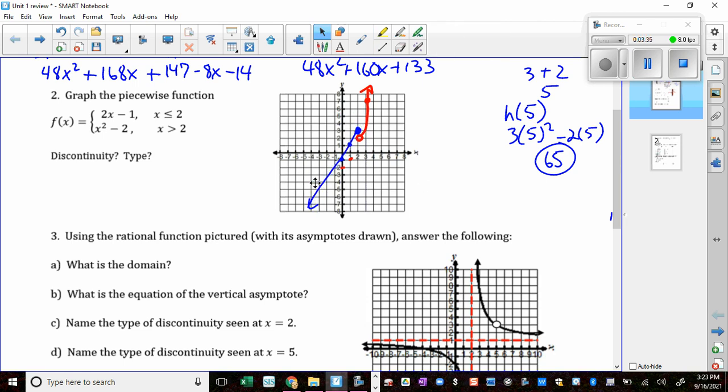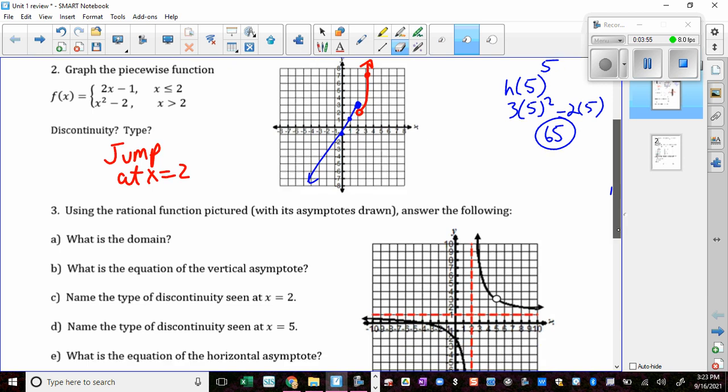And there is a break, right? There is a discontinuity there. So there is a jump discontinuity at x equals 2, right? I was just using these other points here to try to graph my parabola, but they're not really part of it. Okay, all right, number 3, using the rational function pictured here, figure out these answers.